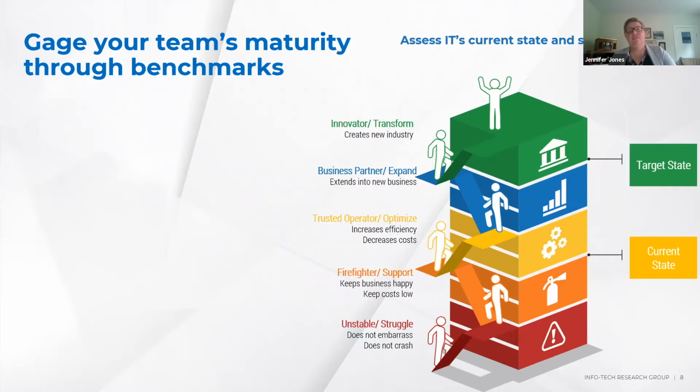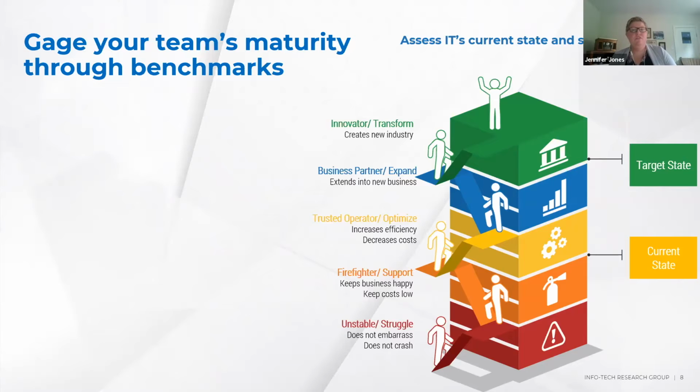You can see the colorful bars indicate different levels of maturity. It ranges from unable to support and struggle to support all the way up to innovation and transformation. There are levels in between related to creating business partnerships and expanding. Trusted operator is the yellow phase of increasing efficiency and decreasing costs. And then firefighter is keeping the business happy, cost low, but there's not anything transformational happening there.